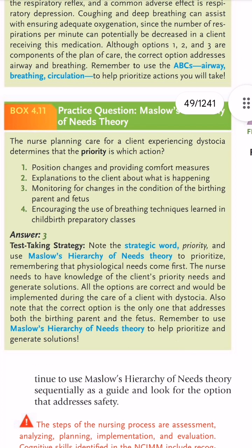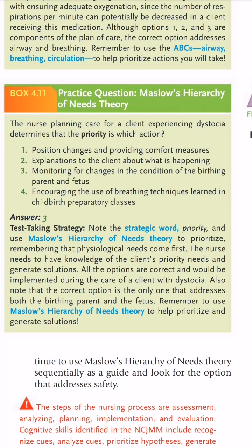The nurse planning care for a client experiencing dystocia determines that the priority is which action: position changes and providing comfort measures? First of all, we have to see what dystocia is. Dystocia means difficult labor. While the pregnant woman is going through labor, if there is a difficulty or obstruction, then we consider it dystocia. So what is the priority in that case?